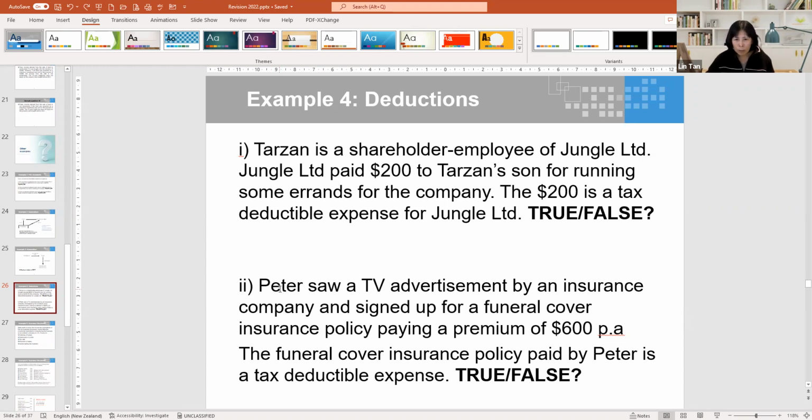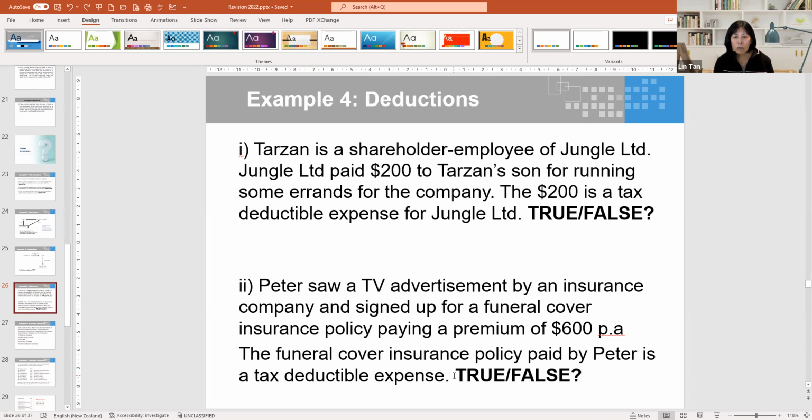All right, another question on deduction. This is actually a big scenario about Tarzan and Jane and Jungle Limited. Oh sorry, this might be a different one. Peter saw a TV advertisement by an insurance company and signed up for a funeral cover and paid a premium of $600 per annum. So this is for funeral cover. Is the premium paid for this insurance policy a tax deductible expense? Is it a true or false statement?